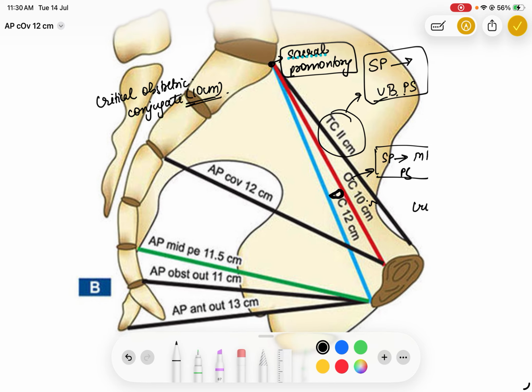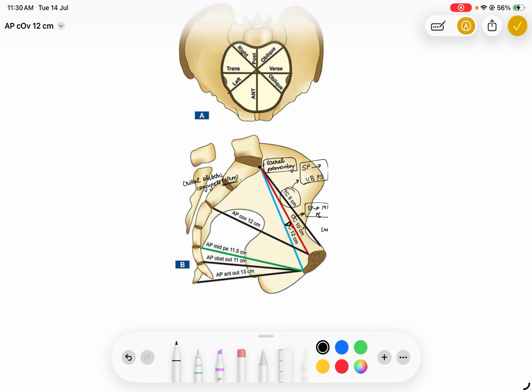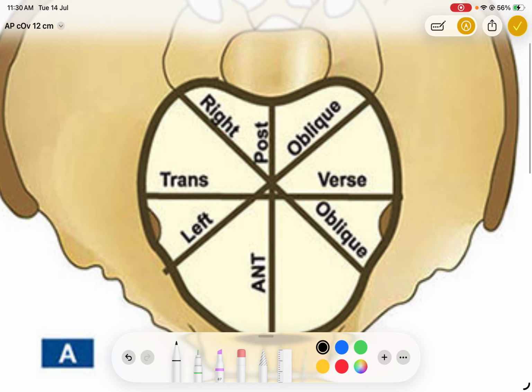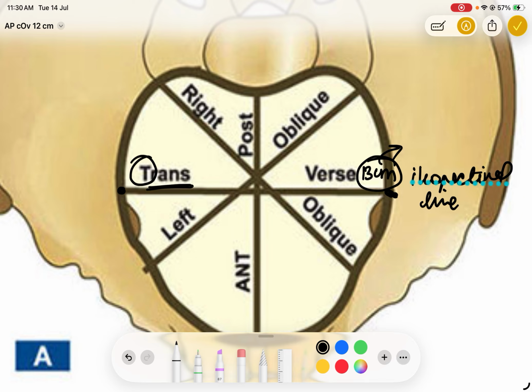Next is transverse diameter. Transverse diameter is the distance between two farthest points on the iliopectineal line. It is not seen here. And oblique diameter, the distance between the sacroiliac joint on one side to the iliopectineal eminence on the other. So this is the transverse, the distance between two farthest points on the iliopectineal line, and it is 13 centimeter. You have to remember it like this.